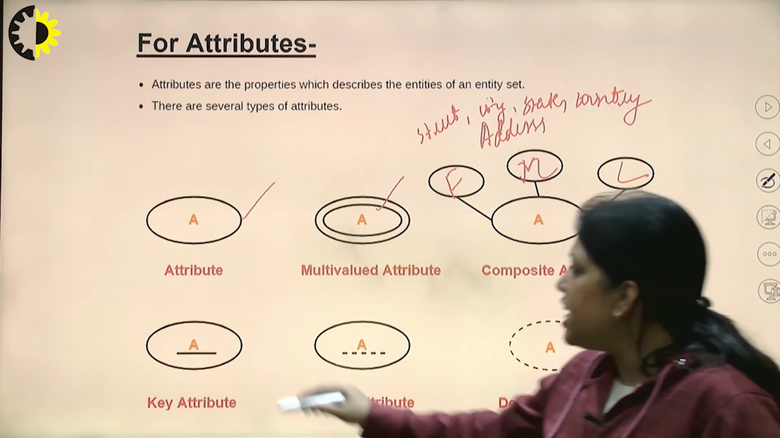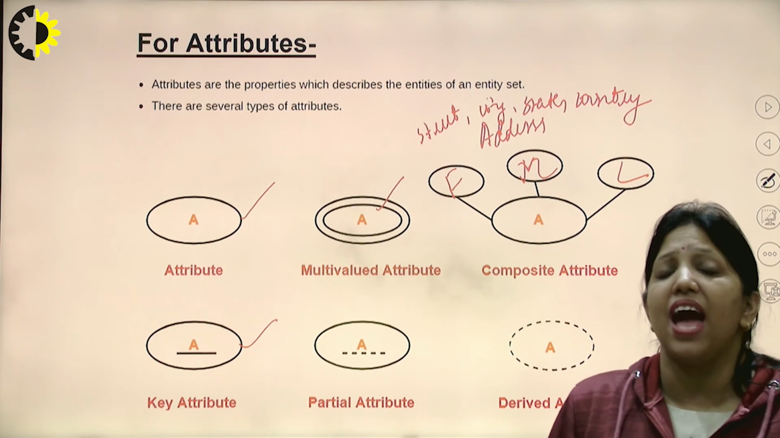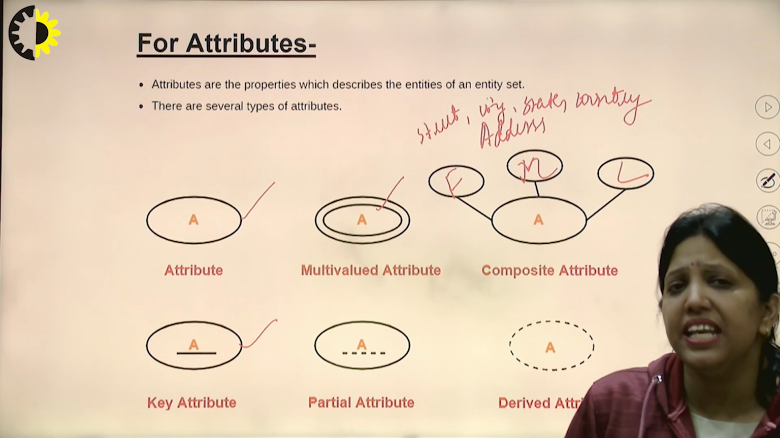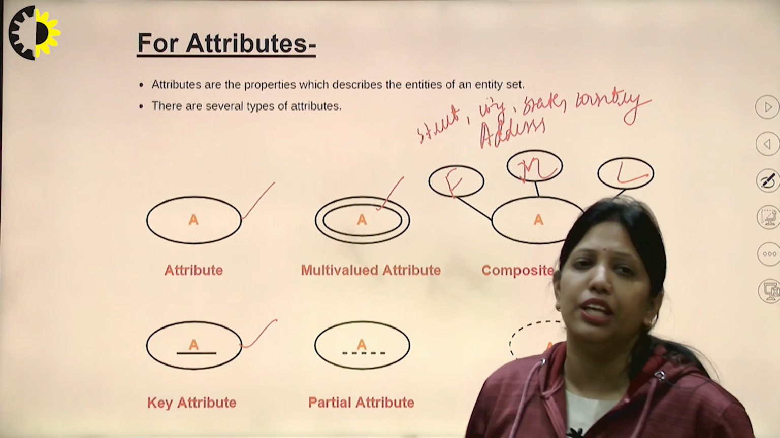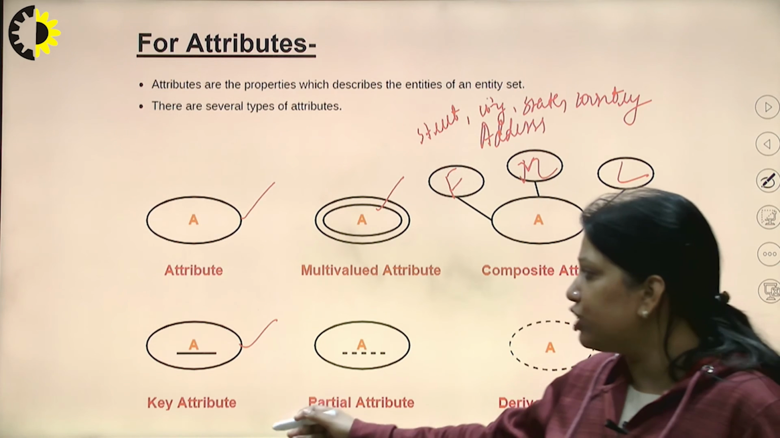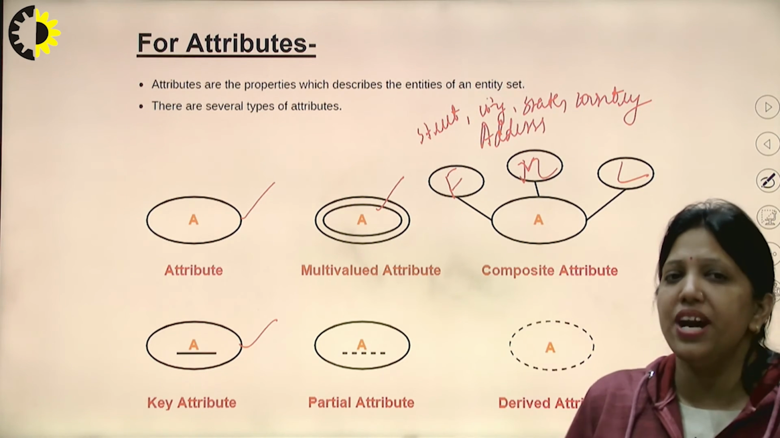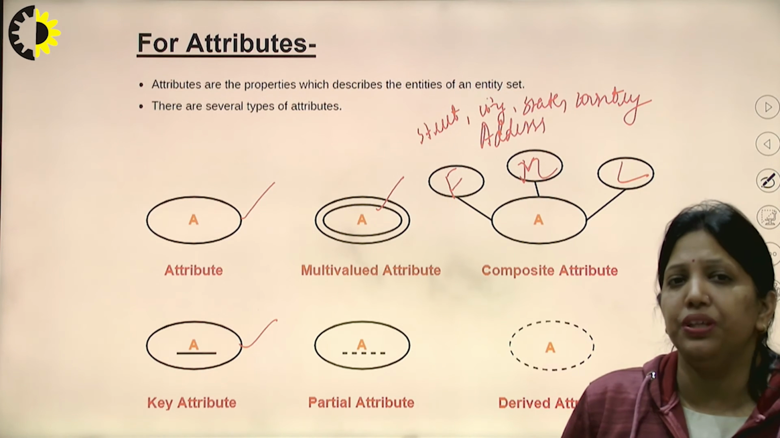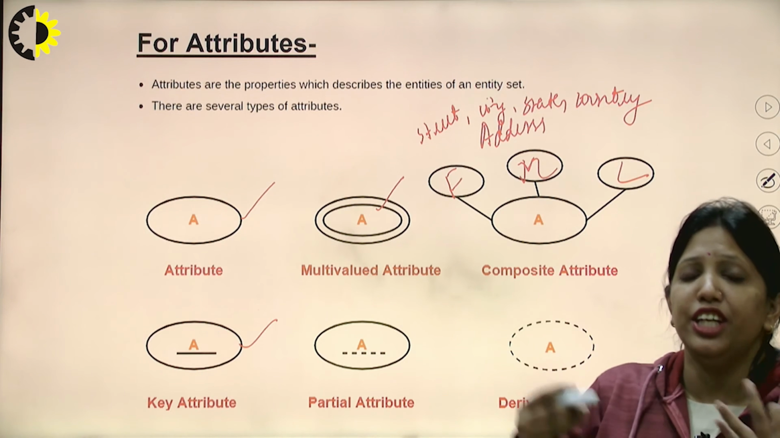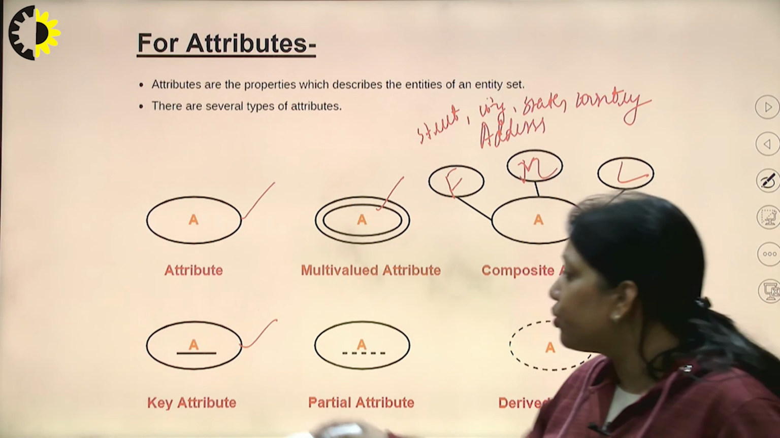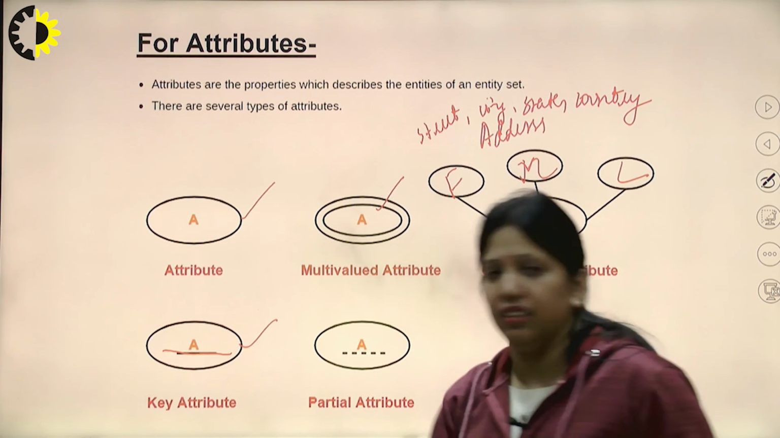Then we have the key attribute. The attribute that acts as a primary key of any entity set, that uniquely identifies the database, is called the prime attribute, or the key attribute. For example, we have already discussed the student entity set, where we have a primary attribute, that is roll number, that uniquely identifies the database of a student. Then roll number acts as a key attribute, and this is shown by the line.